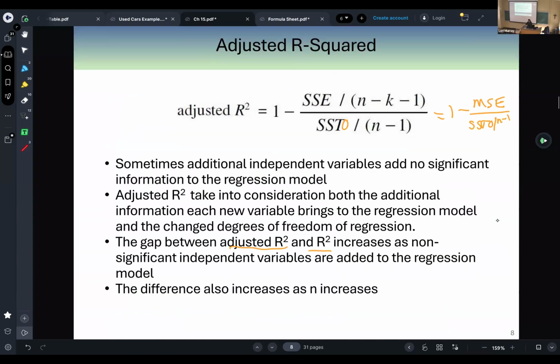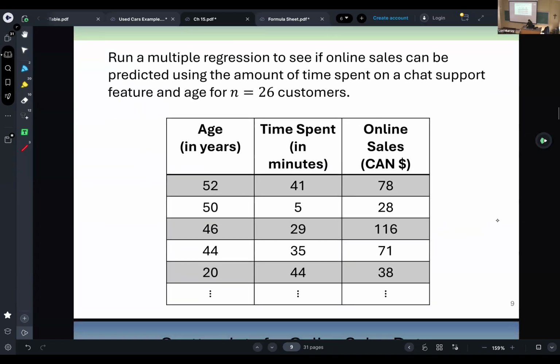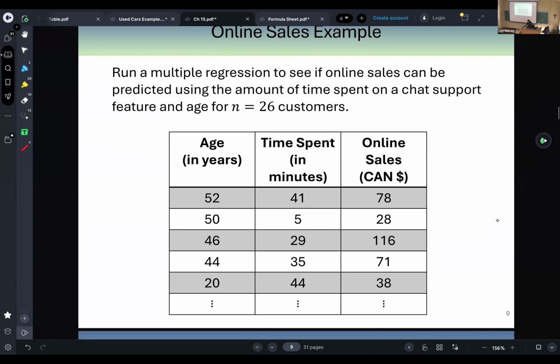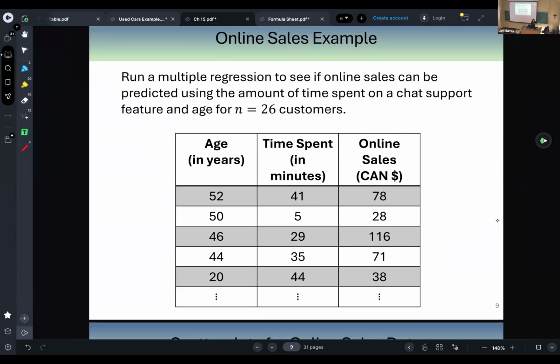All right, because it takes into consideration the size of your data. And so here, notice this example. Do you remember the online sales example we used in chapter 14? We had that online chat feature and we wanted to see, should the company keep it? Sometimes the chat features have AI. They are real people sometimes, depending on the time of day and so forth. So we had time spent in minutes as our X, and then we had the online sales. But what if we had the age of the customer as well?